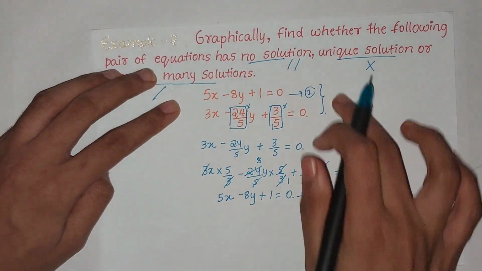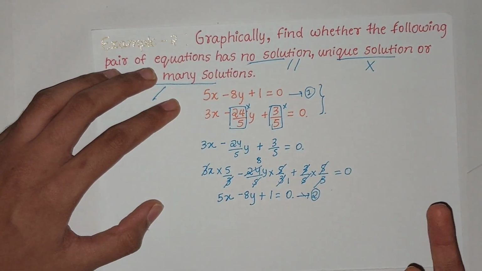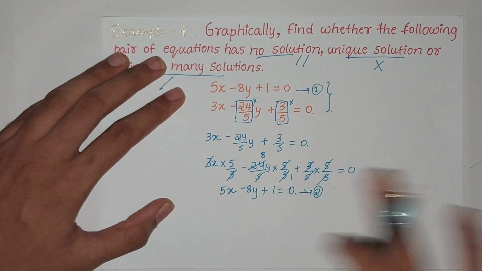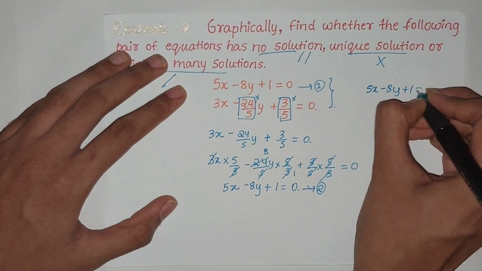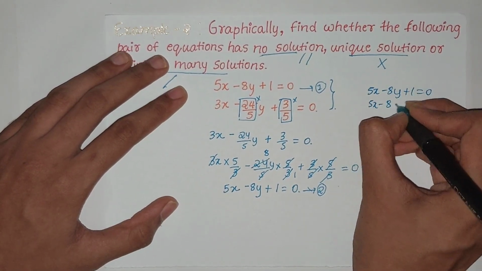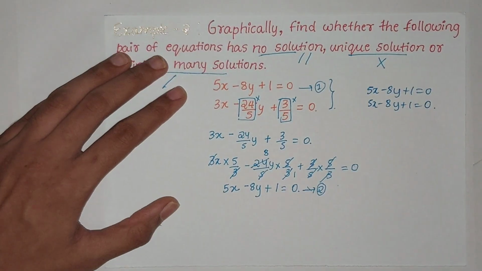See, first equation and second equation are same, right? First and second equation is same. See, 5x minus 8y plus 1 is equal to 0. 5x minus 8y plus 1 is equal to 0.